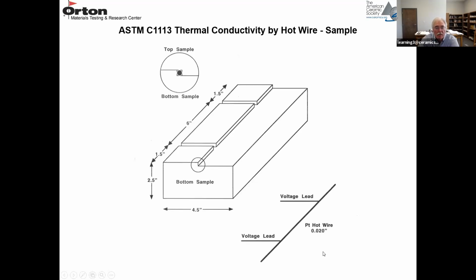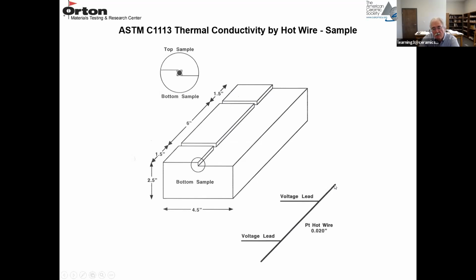So this is what a hot wire sample would look like. This is a full-size 9-inch straight, so it's 9 inches by 4.5 by 2.5. You put this on a surface grinder and grind in a ledge. First of all, you grind the whole surface flat, then you grind in a ledge. And this ledge is on the order of 20 thousandths of an inch. Then you cut some grooves in for the lead wires.